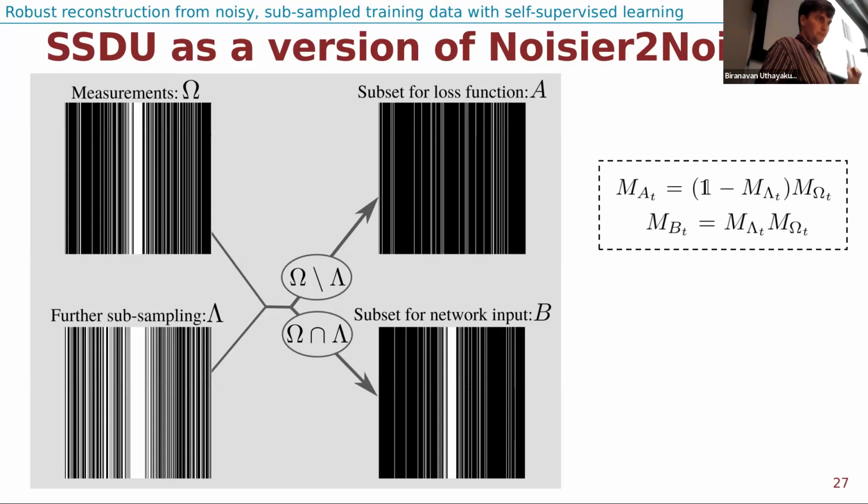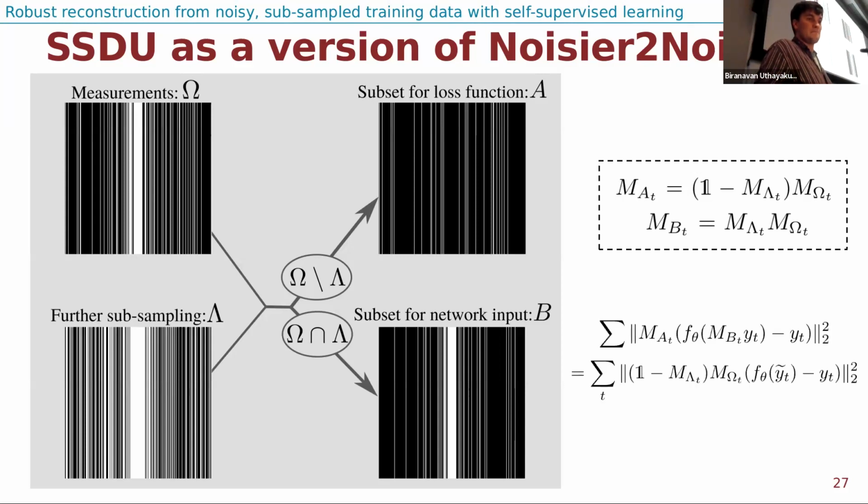And if we were to write this down in terms of the masks, the top subset has this mask, and the bottom subset has this mask. So here the top line is exactly the SSDU loss, and if we put in our expressions for M_A and M_B into the line below, then we see that we get exactly the noisier-to-noise loss, just with that particular loss weighting function that I mentioned, the 1 minus m lambda m omega.